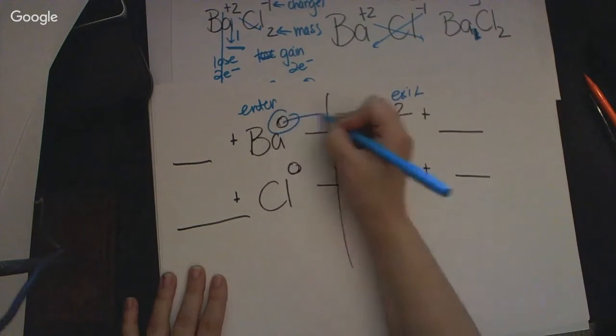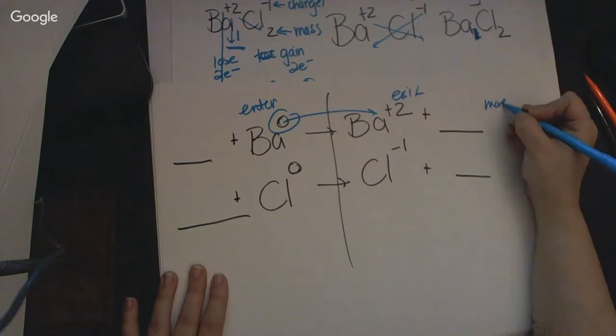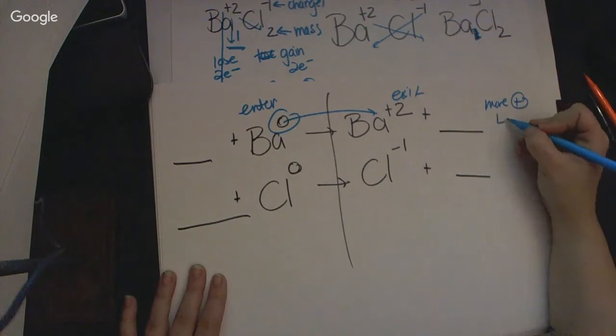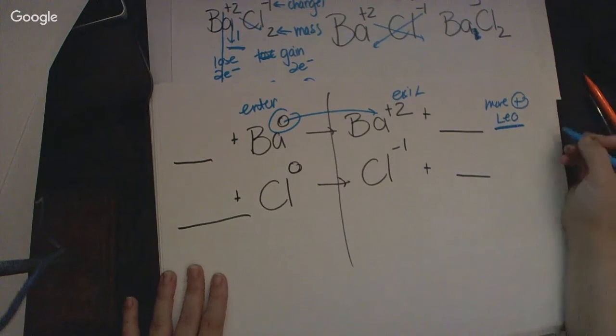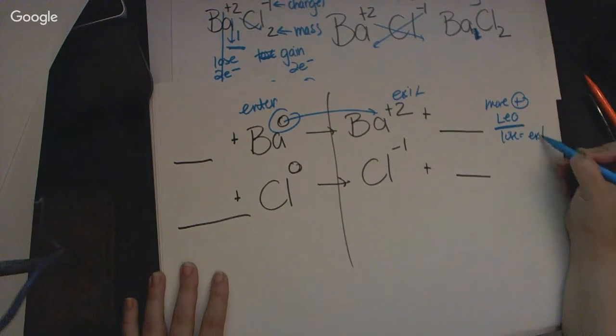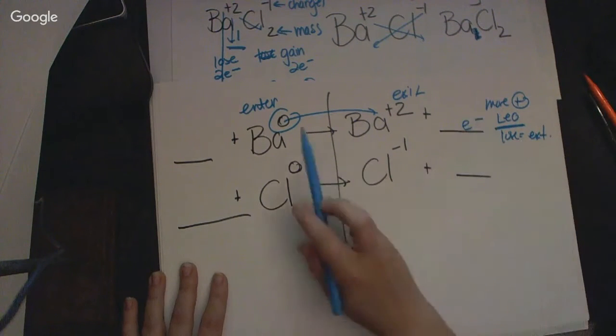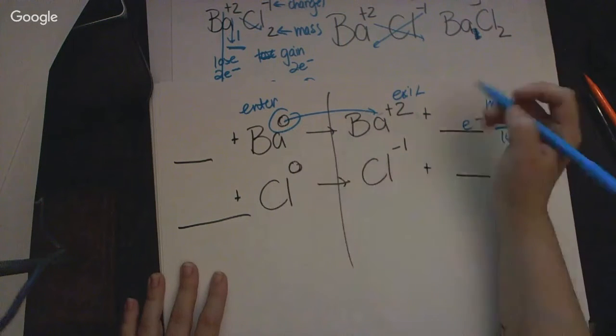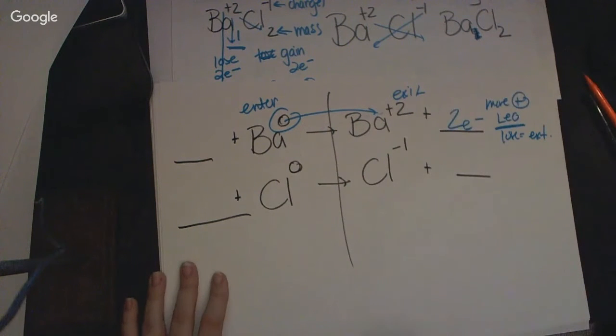So this is 0 to +2. This is becoming more positive. I think positive. I think happy Leo the lion. He's so freaking happy. And losing is an exit. So I am going to put my electrons here. This is 2 changes on the number line, so this would be 2 electrons.